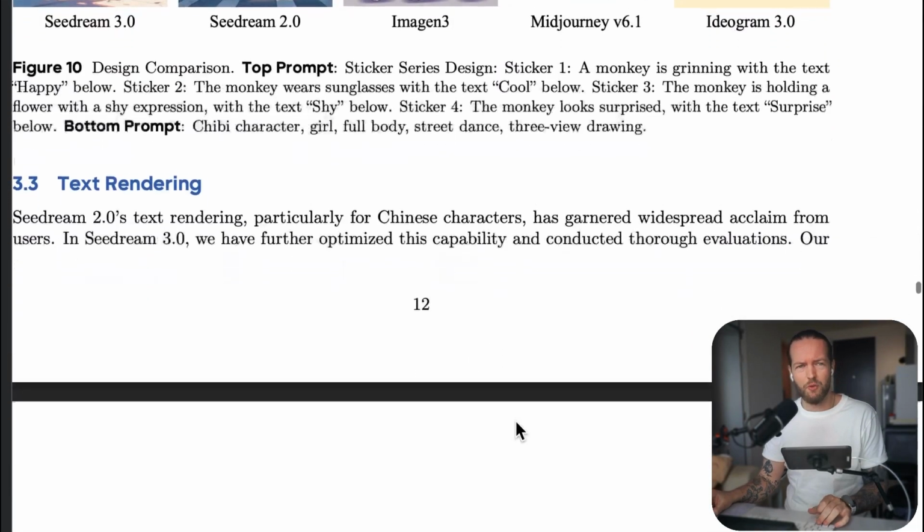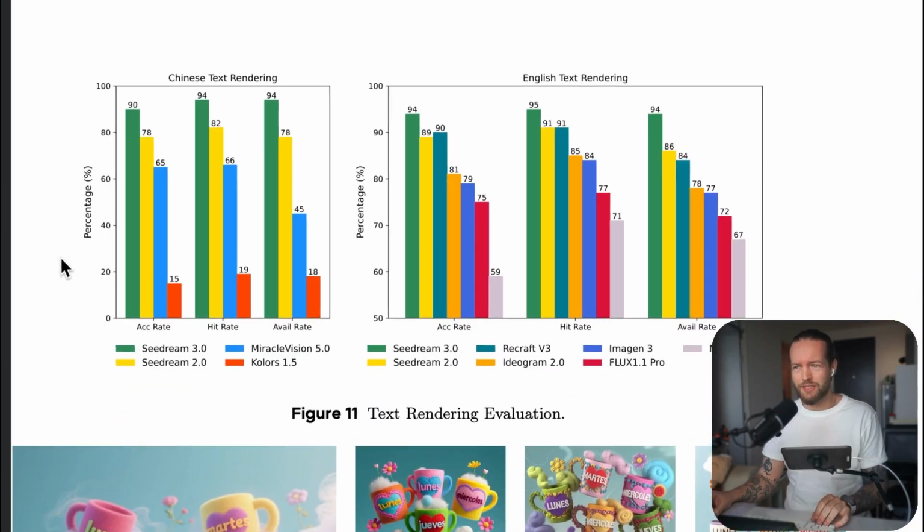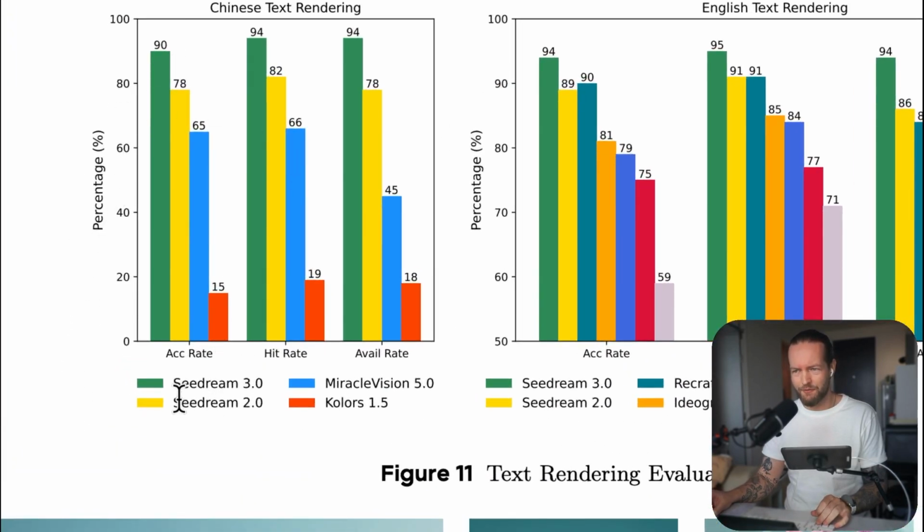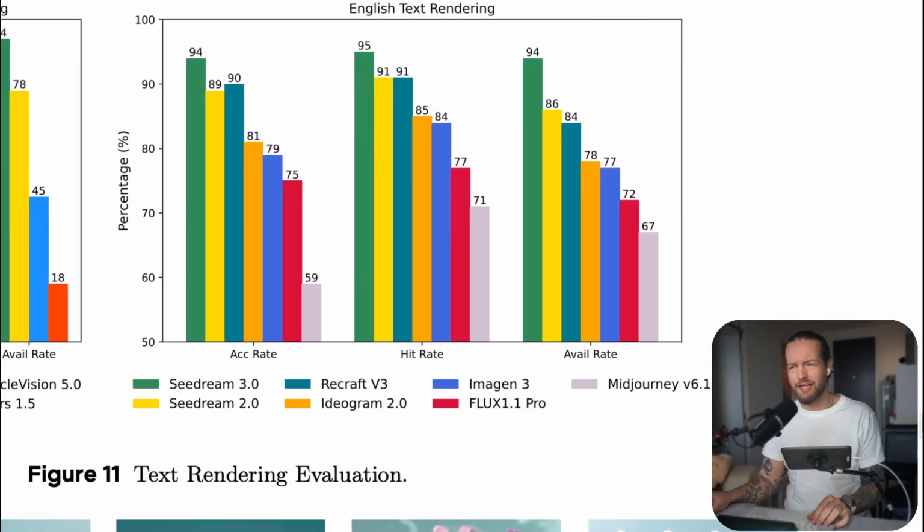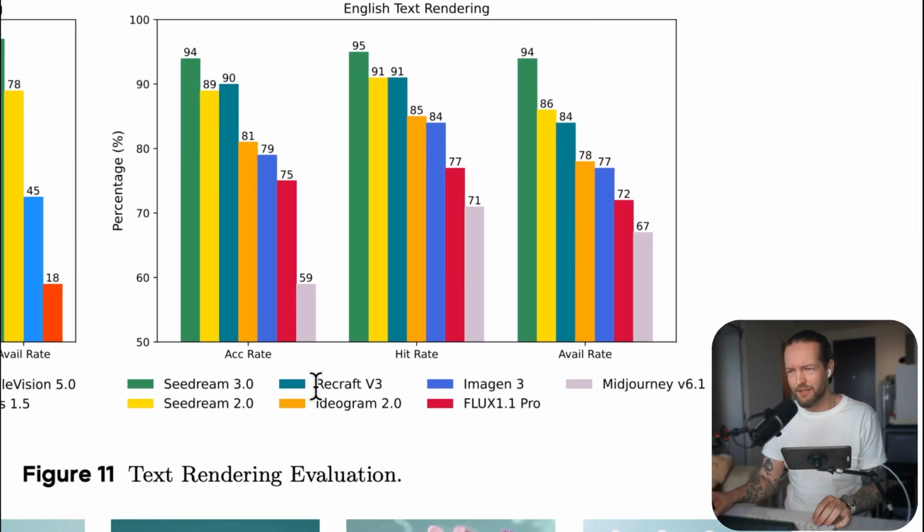But then we come to text rendering. Here you can see Chinese text rendering on the left, where they are comparing a couple of different models that I haven't tested before, like Miracle Vision and Colors 1.5. But in the English text rendering, we have a couple of things that we've done before. Like Recraft is performing really well on English text rendering. Ideogram performing at 81, 85, and 78. Imagen 3, Flux 1.1 Pro and Midjourney performing the worst out of the bunch.